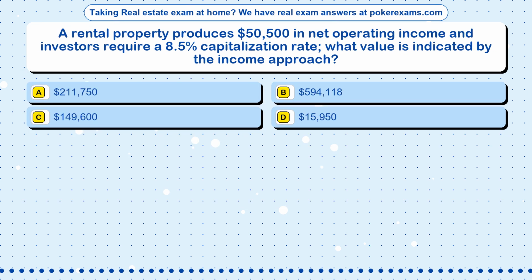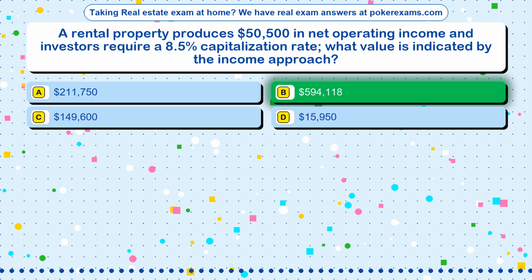Question 94. A rental property produces $50,500 in net operating income and investors require a 8.5% capitalization rate. What value is indicated by the income approach? Option A, $211,750. Option B, $594,118. Option C, $149,600. Option D, $15,950.